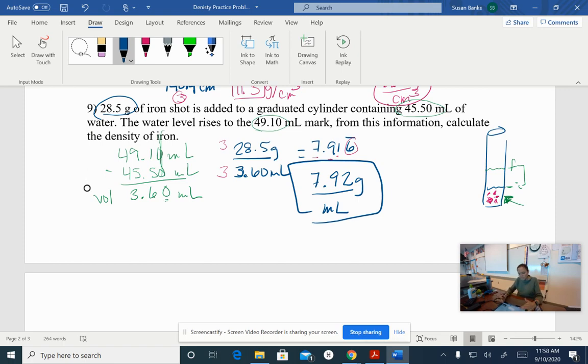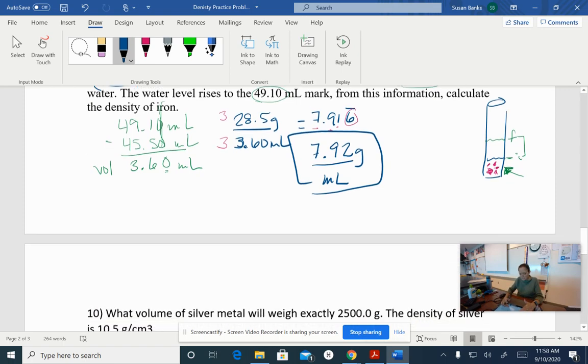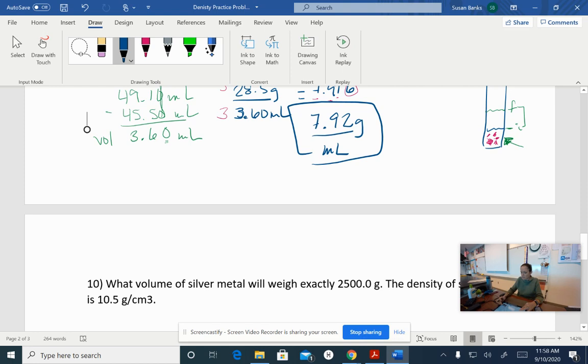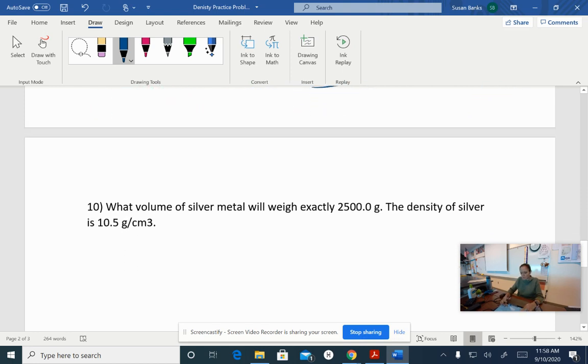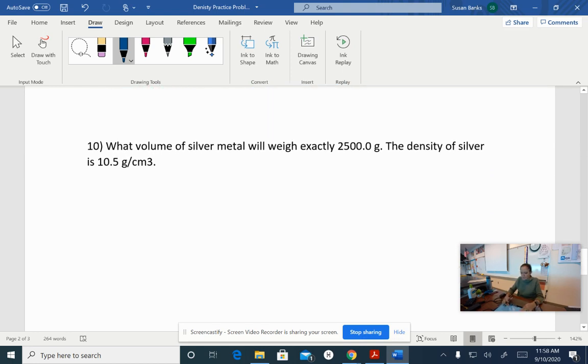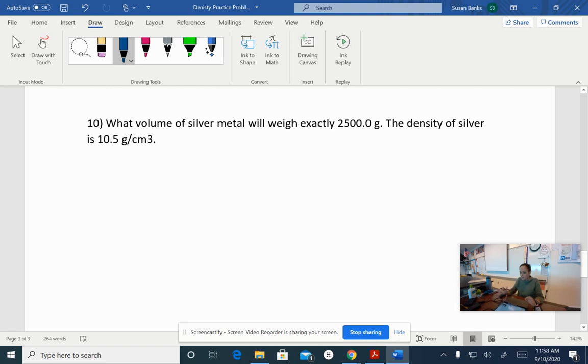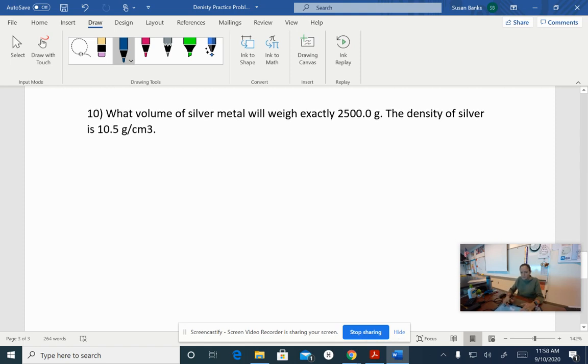Okay, any questions so far? Hopefully this is making sense. If you do have questions, please email me or come into Flex. Okay, so this is our last example. What volume of silver metal will weigh exactly 2,500 grams? So we have a density of 10.5 grams per centimeter cubed.